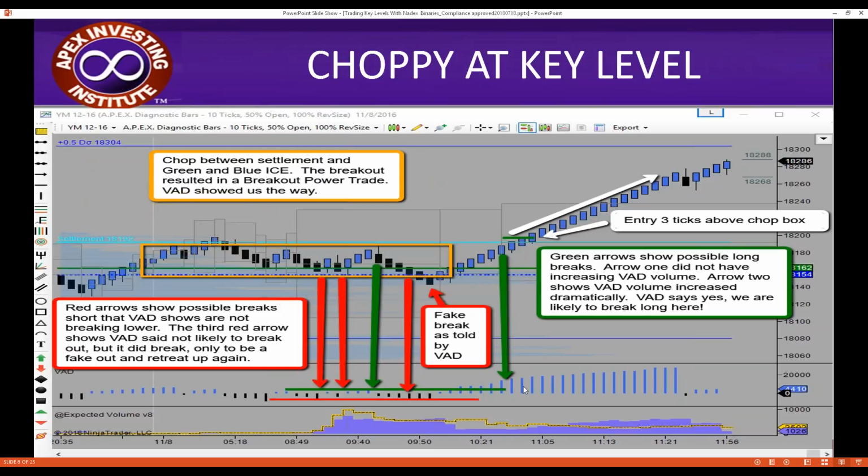Do you think we all get on a phone call together and say, hey guys, we're chopping here. Let's all start buying. A handful of us, we'll move this market. Do you think we're doing that? Or do you think they're doing that?